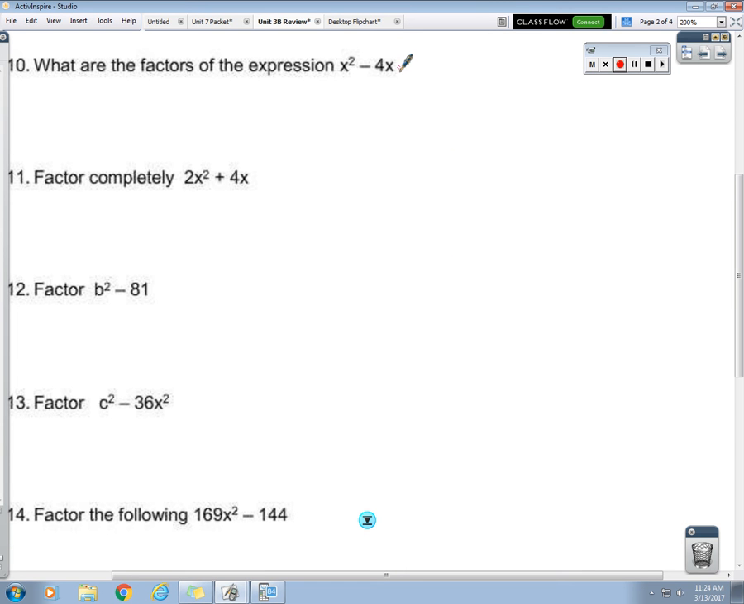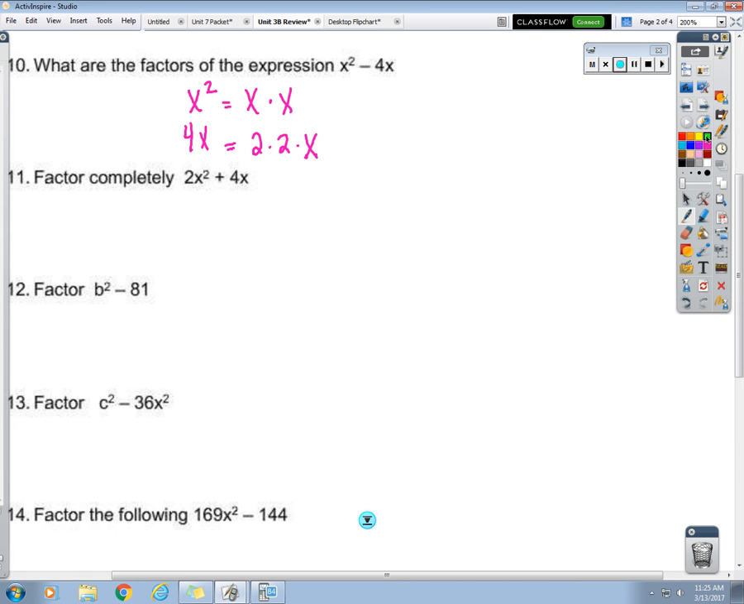Okay, I see what you're saying. Write out both terms and list out their prime factors. What are the prime factors of x squared? X times x. So you would write out x times x. What are the prime factors of 4x? Okay. And so what do they have in common? Just an x. And that x is known as the greatest common factor. So you factor it out.